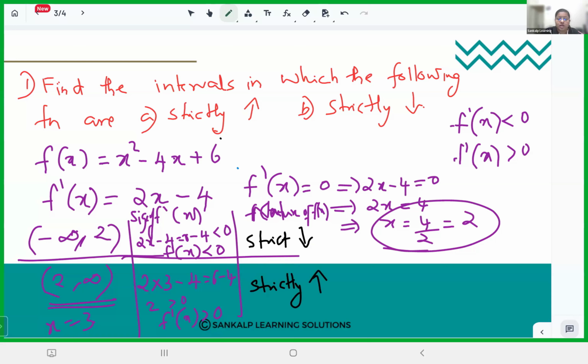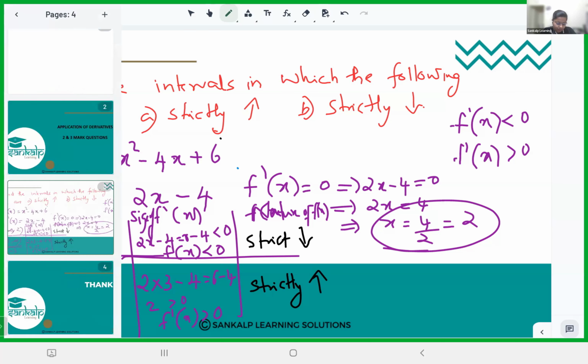Which is the interval in which the function is strictly increasing? It is the open interval 2 to infinity. And which is the interval in which the function is strictly decreasing? It is nothing but the open interval minus infinity comma 2. Alright. Now we are moving on to the next question, which is a sub part of this question.